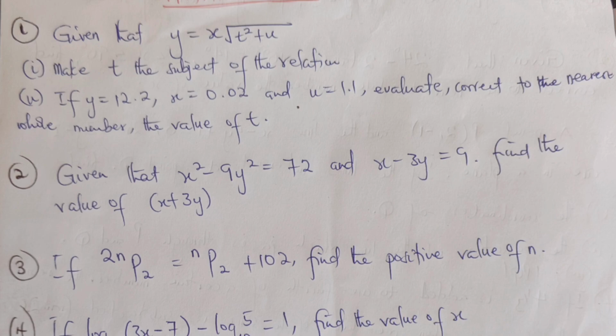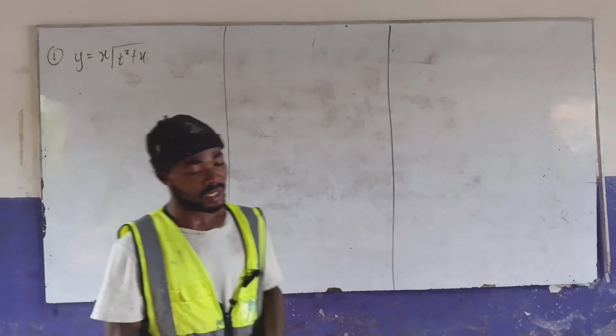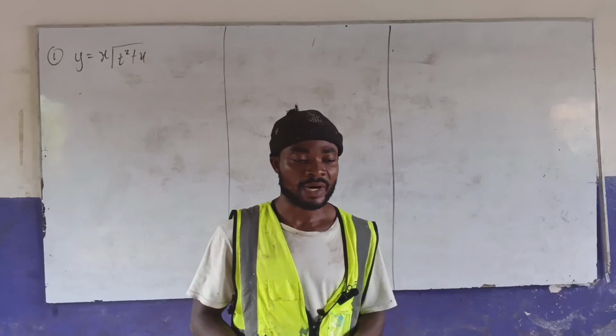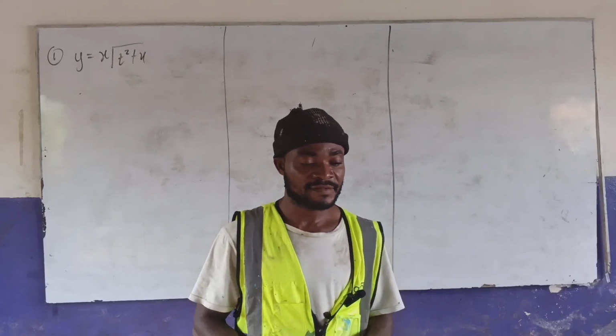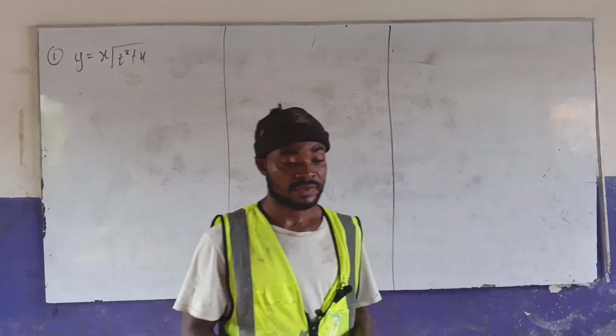So when we look at the questions from the screen, we've been given the question y is equal to x root of t squared plus u, and we've been asked to make t the subject. Then we find the value of t if y is equal to 12.2, x is equal to 0.02, and u is equal to 1.1.